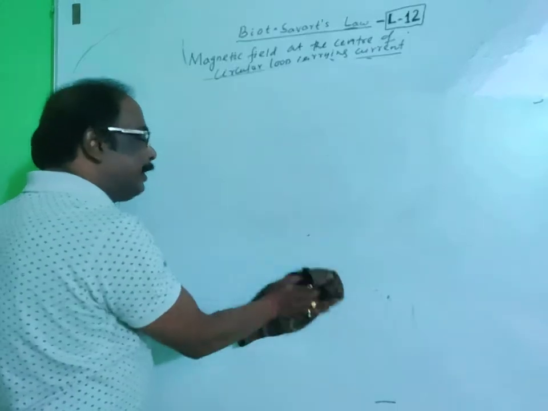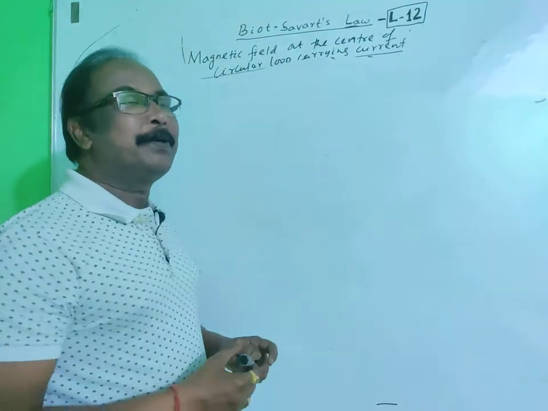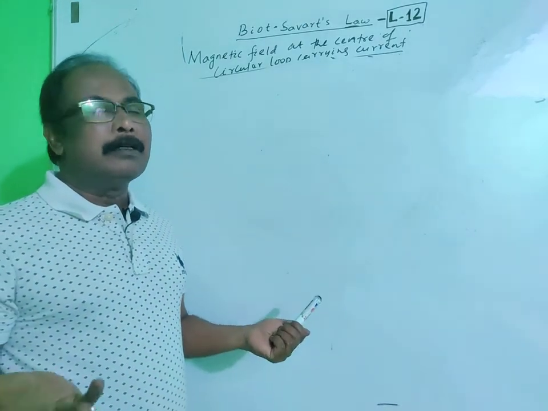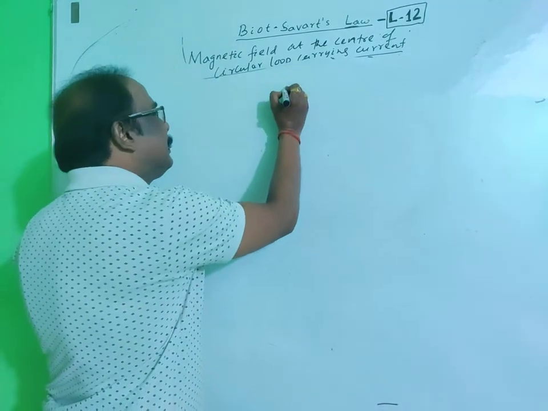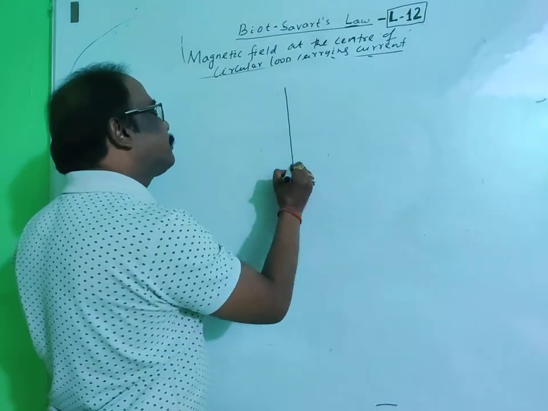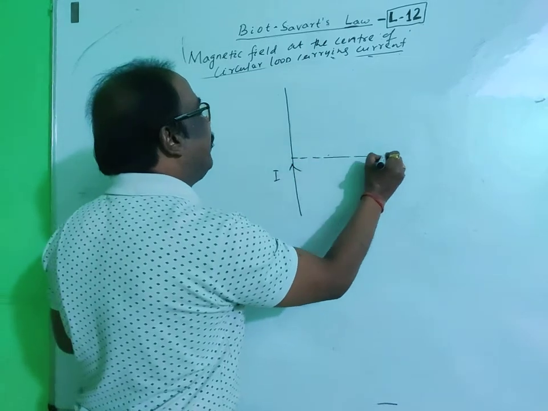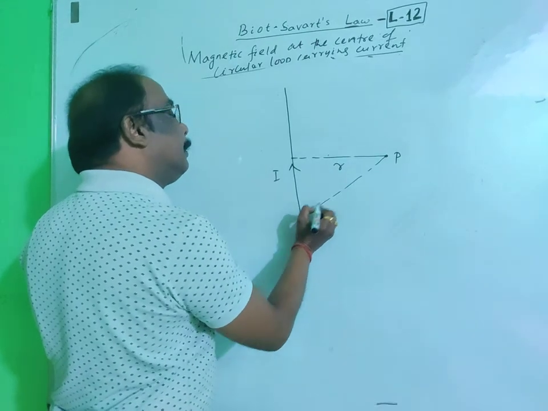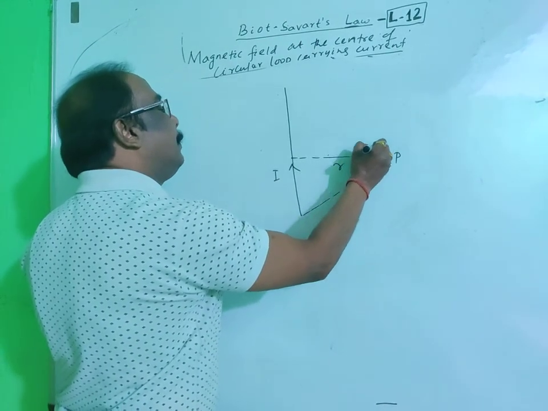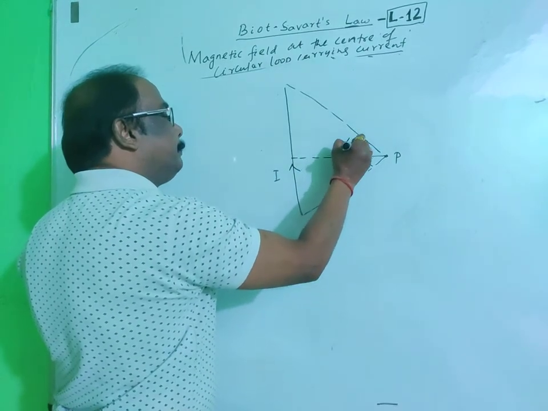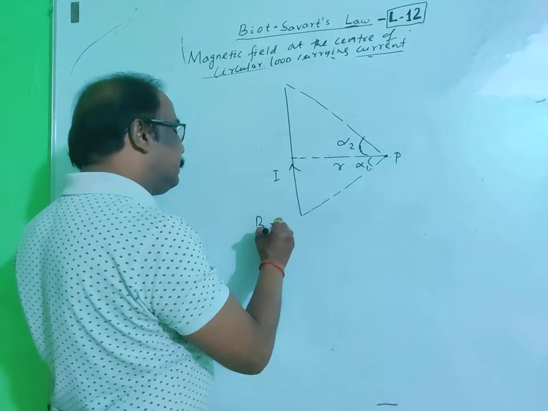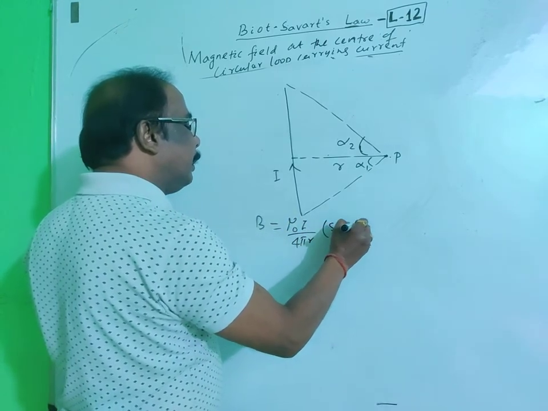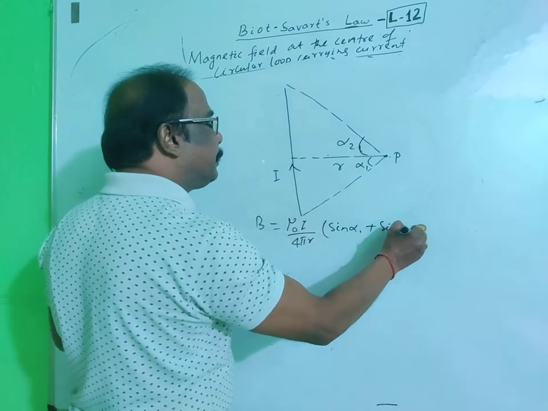In the previous lecture we discussed the magnetic field due to a straight conductor. We discussed several cases also. If the straight conductor carries current I, then the magnetic field at a distance R, at a point P, we can calculate. If this angle is alpha 1 and this angle is alpha 2, then the magnetic field at point P is given as mu naught I by 4 pi R into sin alpha 1 plus sin alpha 2. Just recall.